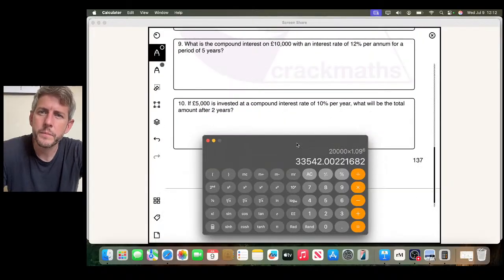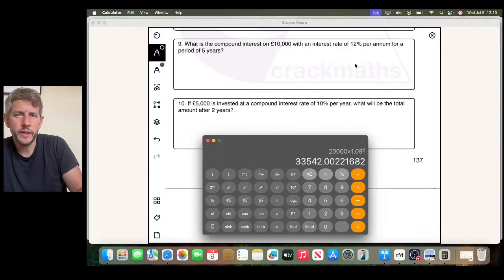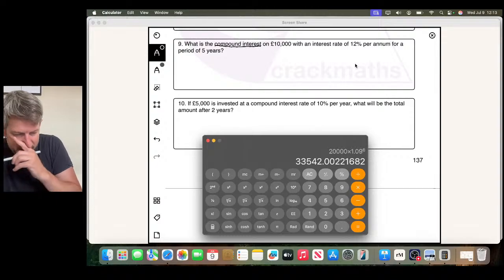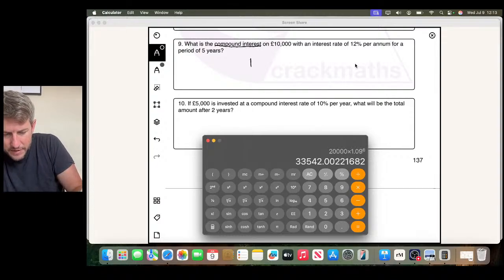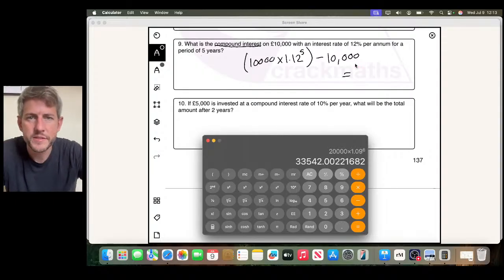Okay, question 9. What is the compound interest of £10,000 with an interest rate of 12% per annum for a period of 5 years? So we're wanting to know what the interest is. So we're going to have to do 10,000 times 1.12 over 5 years. Okay, so that's going to give us how much we've made, and then we need to take off how much we invested and then see what that gives us.